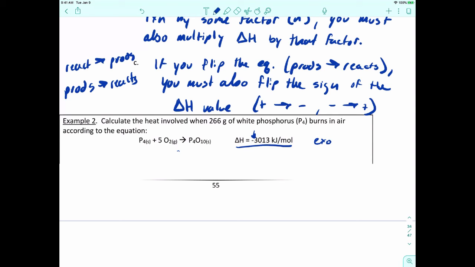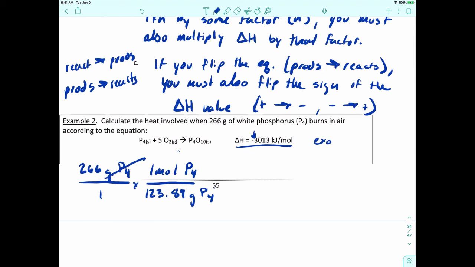All right, so we're told we have 266 grams of P4. What we need to do is to convert from grams of P4 to moles of P4. All right, and so we have to use that molar mass of P4. So 1 mole of P4 is equal to 123.89 grams of P4. So that way the grams of P4 cancel out. Now here's where it gets a little tricky. We want to go from moles of P4 to the heat.